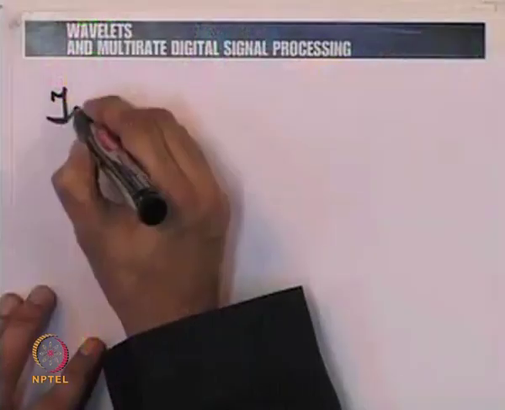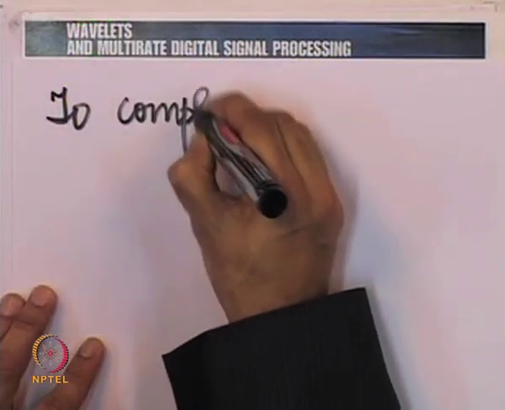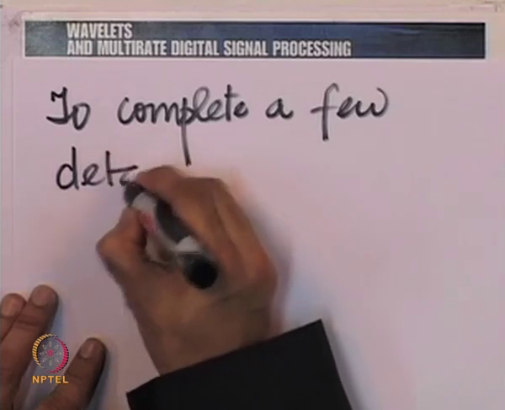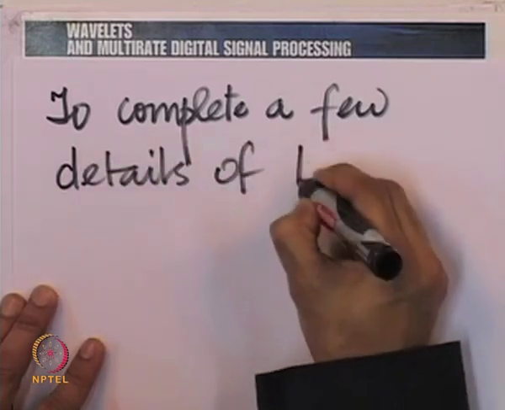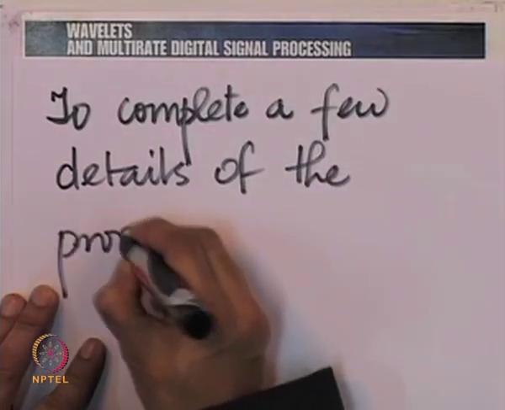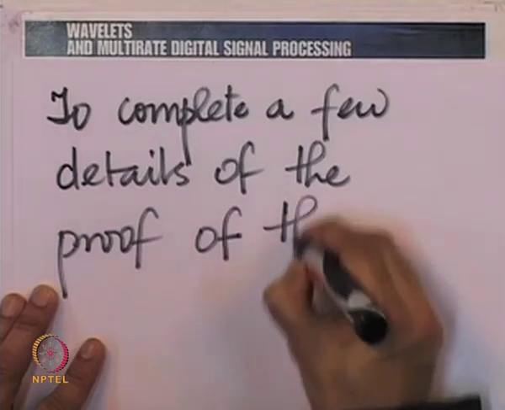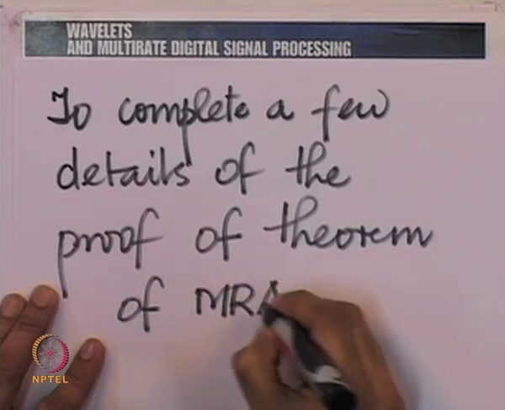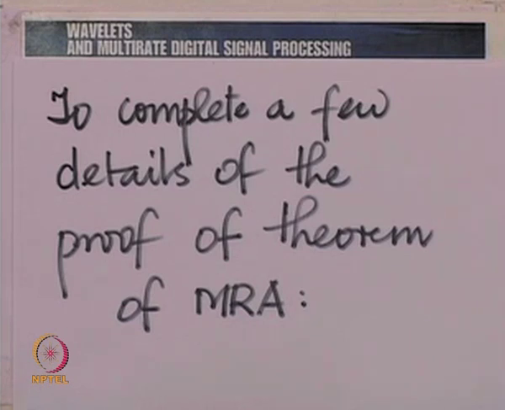So, to take the first task, that is to complete a few details of the proof of the theorem of multiresolution analysis. The first thing that we need to complete is to prove that psi t is orthogonal to phi t and its translates.